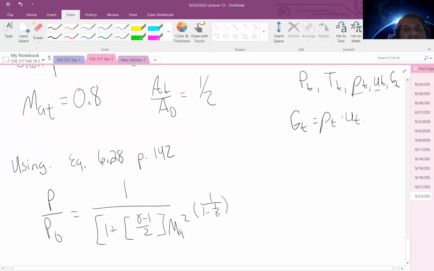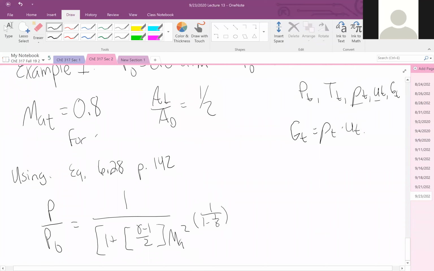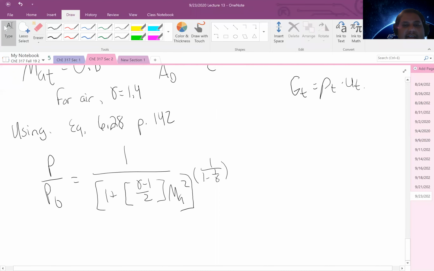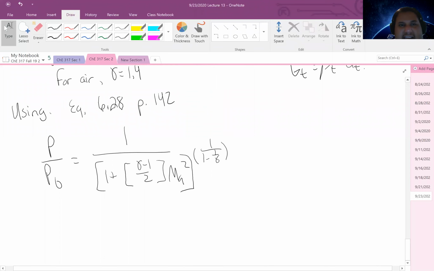Is there supposed to be a closing bracket after Mach squared? Yes, thank you. So keeping in mind for air, the gamma is equal to 1.4. And I think Engineering Toolbox has a table of the ratio of the heat capacities for a bunch of different fluids.